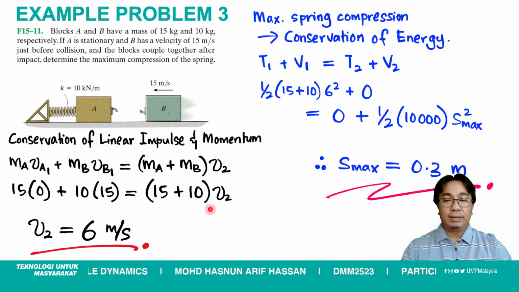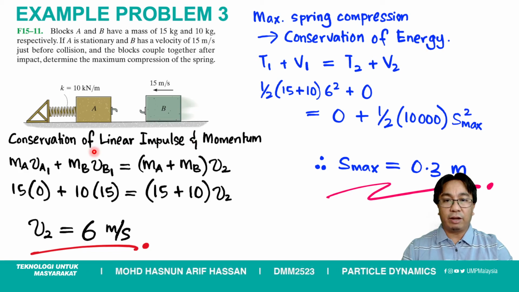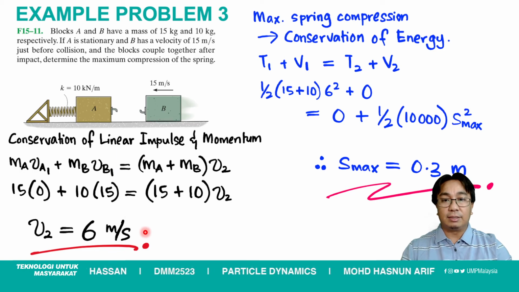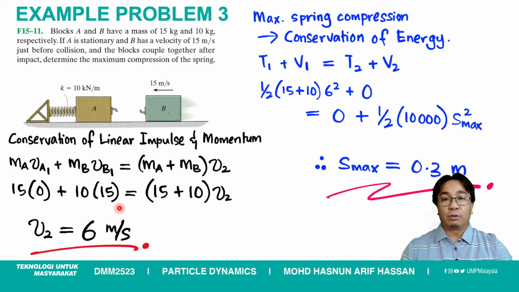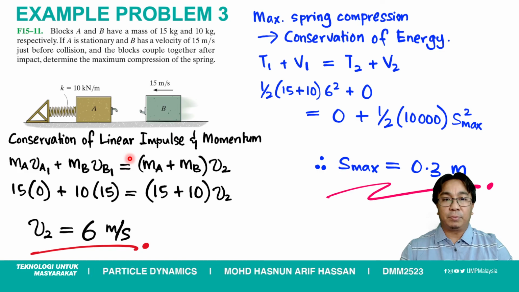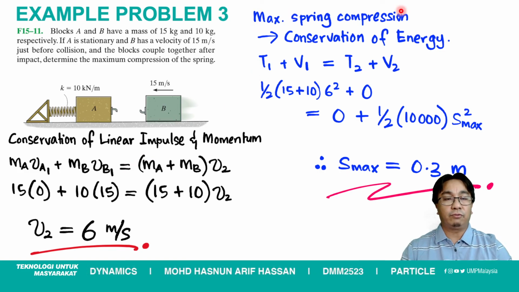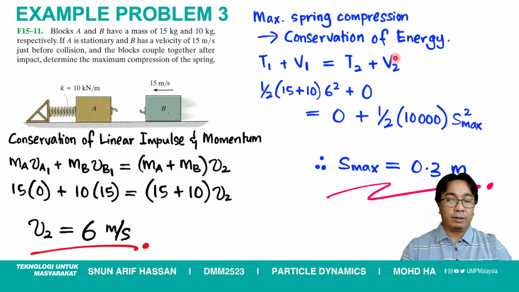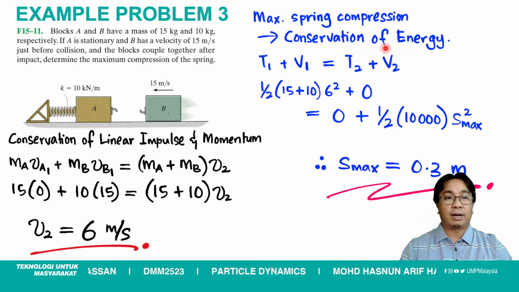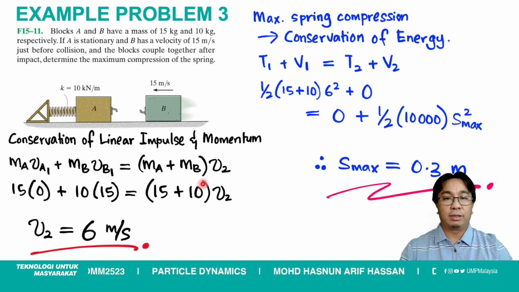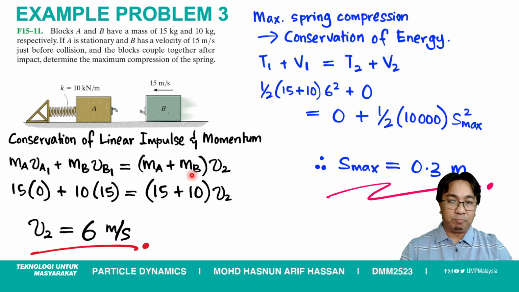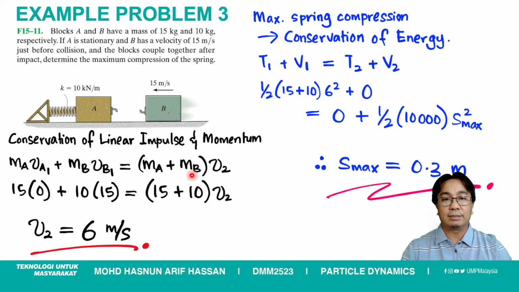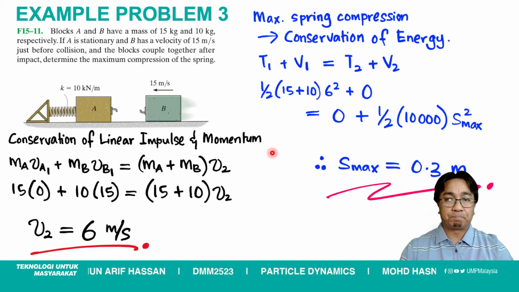Again, what I'm showing you here is that you have to use the conservation of linear impulse and momentum to find the velocity, and most of the time the question in this particular chapter will also involve the use of knowledge from chapter 3, that is work and energy. So you might want to familiarize yourself with both methods, from chapter 3 and chapter 4, that is work and energy, as well as impulse and momentum.